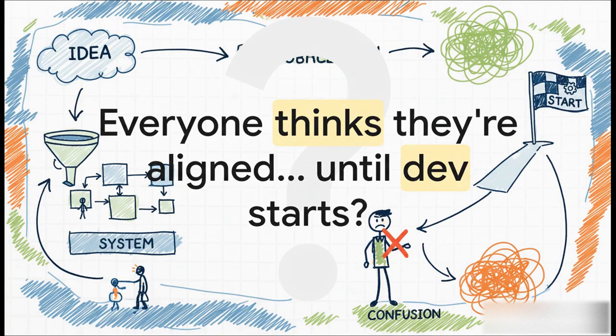Okay, let's kick things off with a scene that's probably a little too real for a lot of us. You're in that kickoff meeting, right? Everyone's nodding, the requirements seem totally clear, and then a couple weeks later, you see what's being built and it's not at all what you pictured. It's that classic case of hidden misalignment.